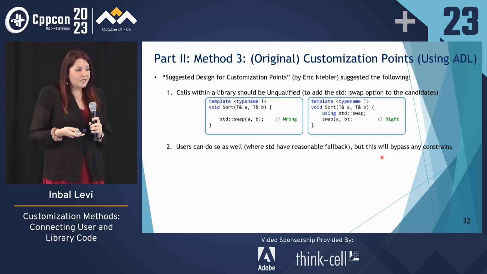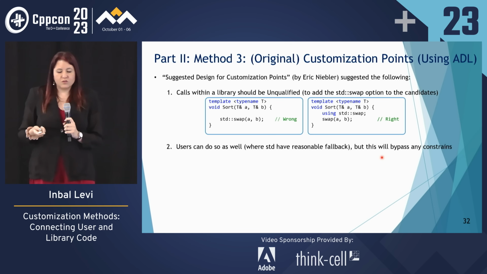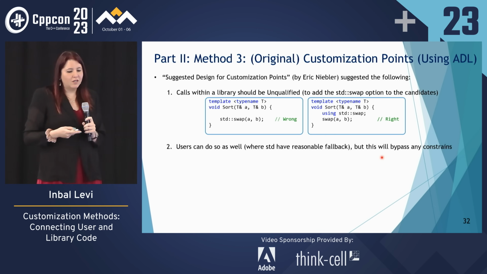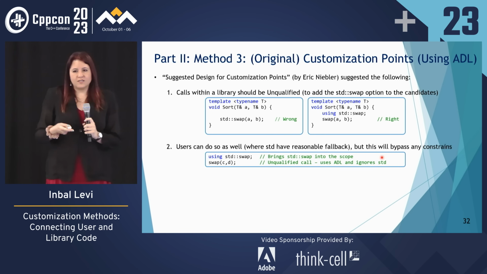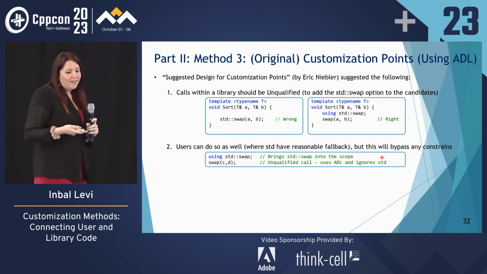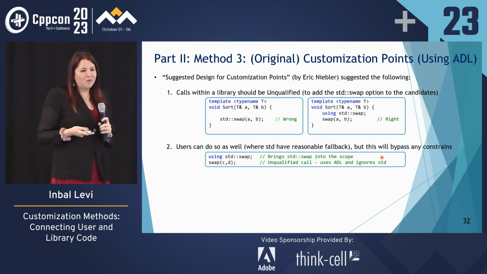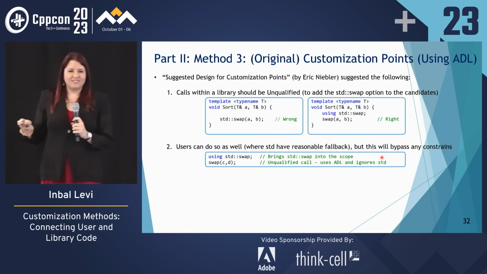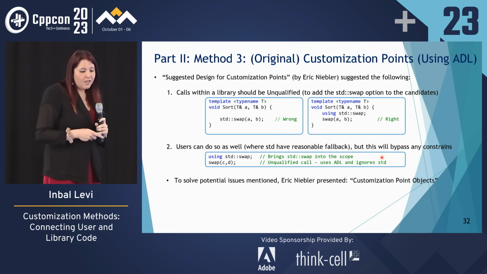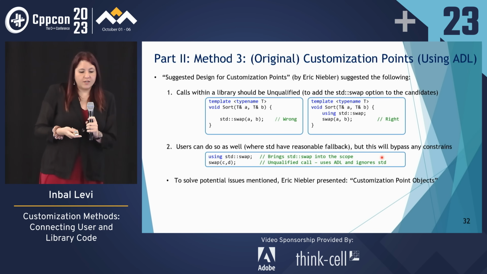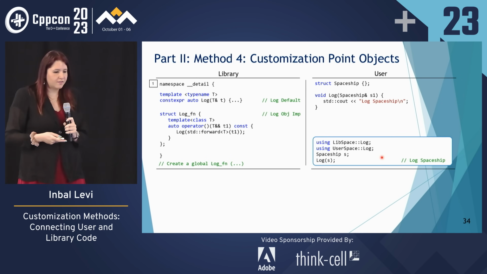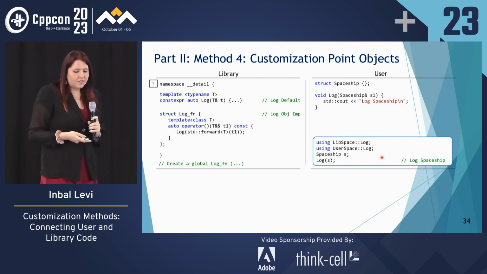But another problem is that if users want to have this utility, they also need to be able to do those things in their application code, which is, I think, quite horrible, because there's unwritten information that needs to be passed. So to solve those potential issues, Eric presented the customization point object, which is heavily utilized in ranges. So let's go over customization point objects.